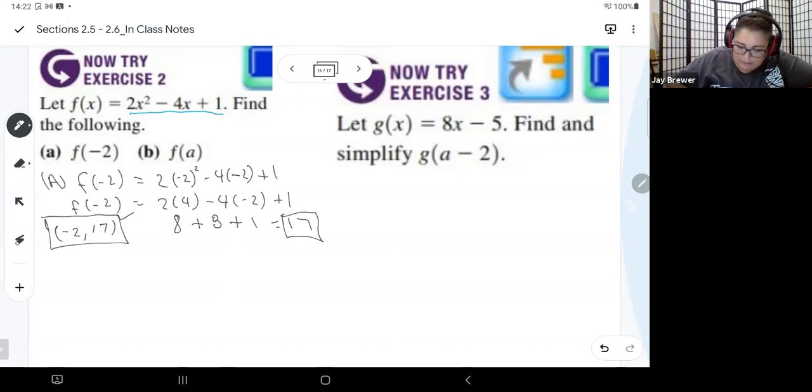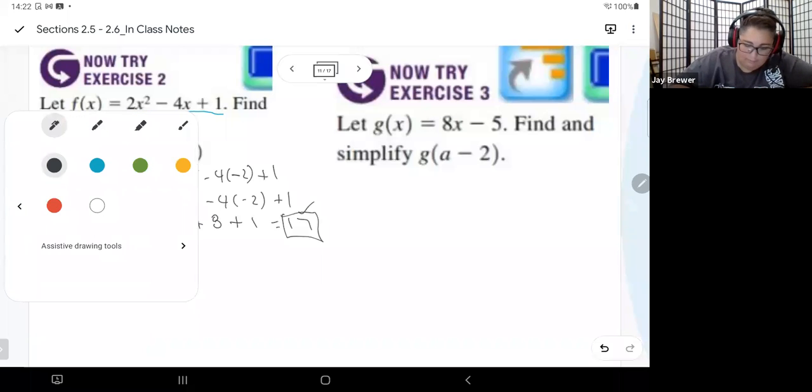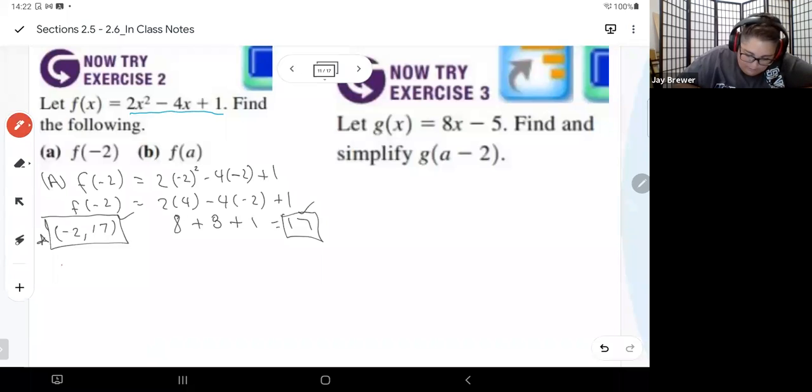You could leave it as just 17. Again, for the test, please give me points. B is a little bit interesting. B is giving us another variable, saying f of a. So all we have to do here is wherever we see an x, we now put an a. So 2a squared minus 4a plus 1. Okay, and that's all you have to do for this one.